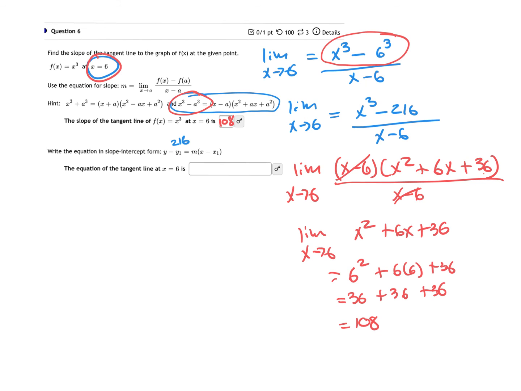Now, my x value we know is 6, so that goes there. My slope is 108, so that goes there. And now the equation of my line is y minus 216 equals my slope, 108, times x minus 6. And that will be my equation for that one.